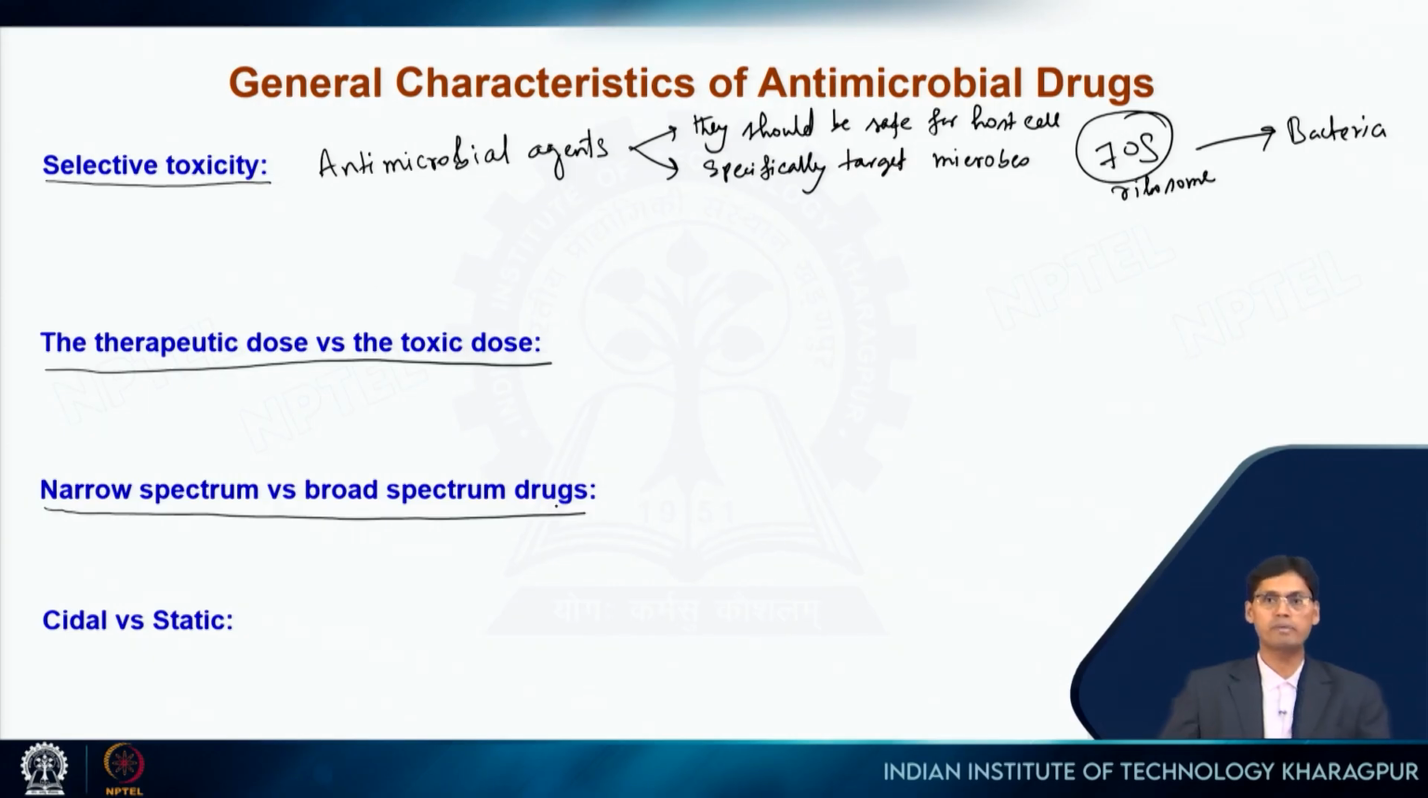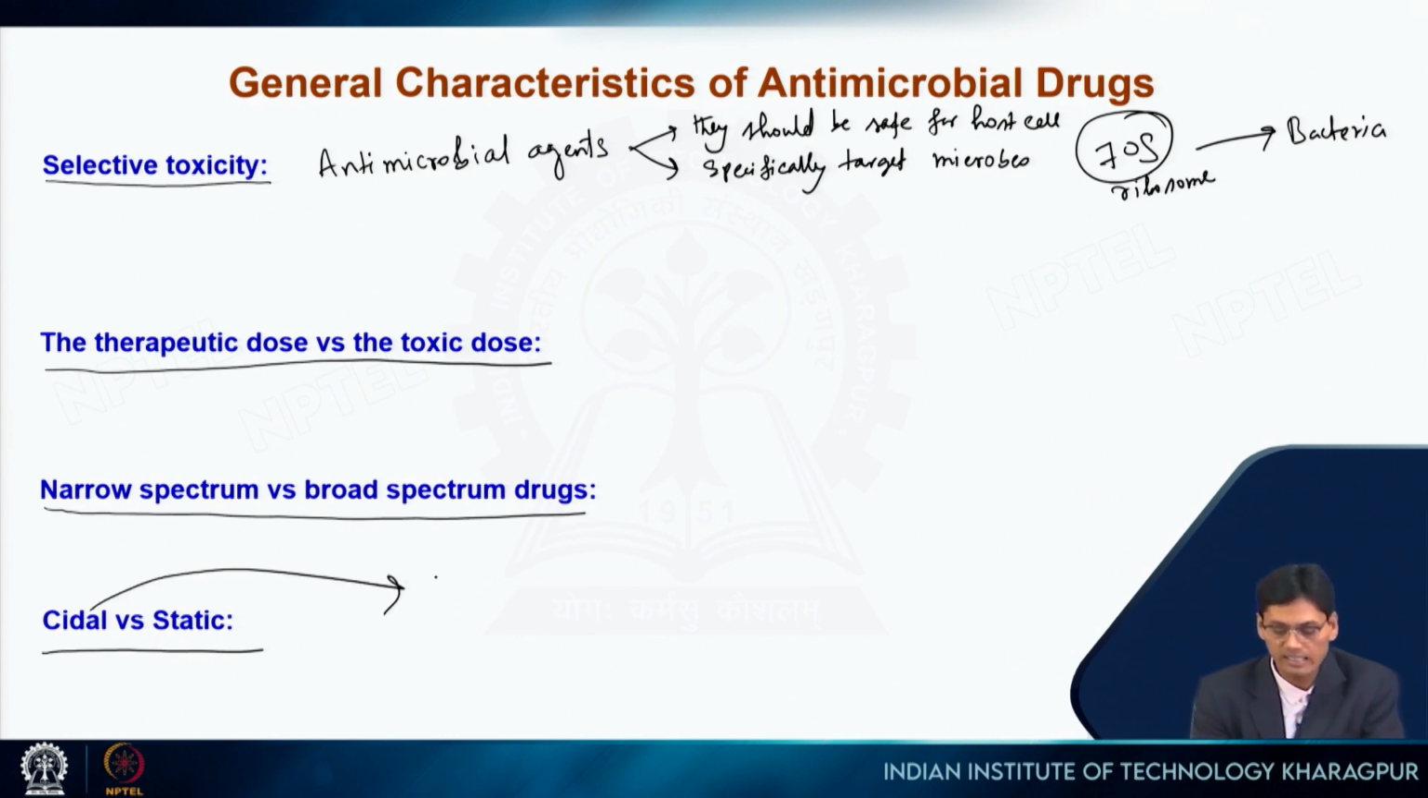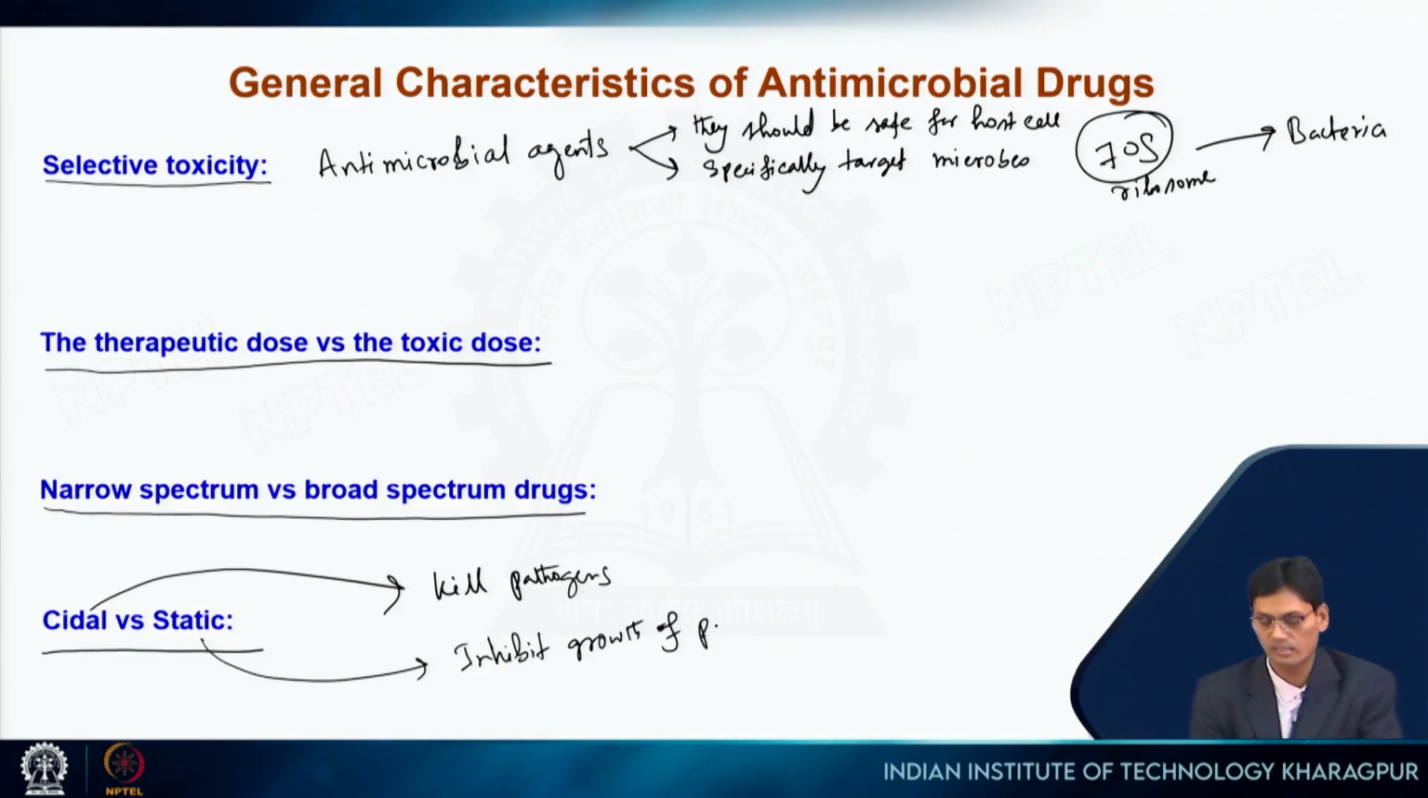Now the next one is cidal and static. Sometimes we say bactericidal and bacteriostatic. Cidal means it will kill the pathogen, for example, kill bacteria. And static means it will inhibit the growth of the pathogen.